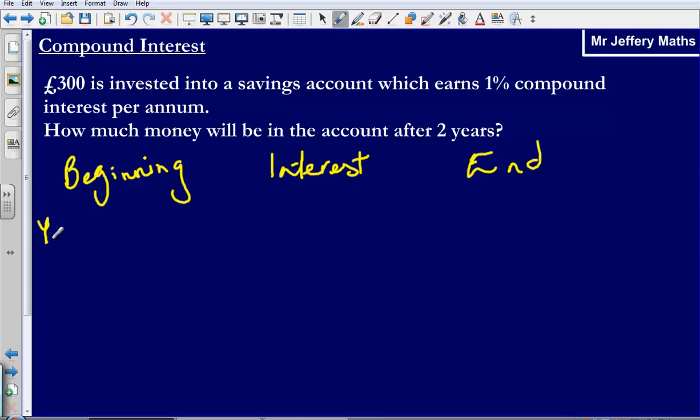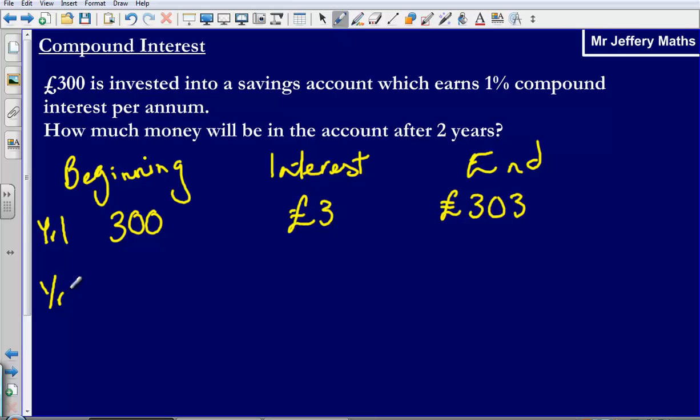So I start with year 1. At the beginning of year 1 I had £300 in the bank, and so my interest, well, 1% of 300, that's going to give me £3 interest, and so at the end of the year I'll have £303. So at the end of year 1 I'd have £303 because I've added that £3 interest onto the amount that I had at the beginning. I found that £3 simply by dividing 300 by 100, so to find 1% divide by 100, and that gave me an answer of £3.